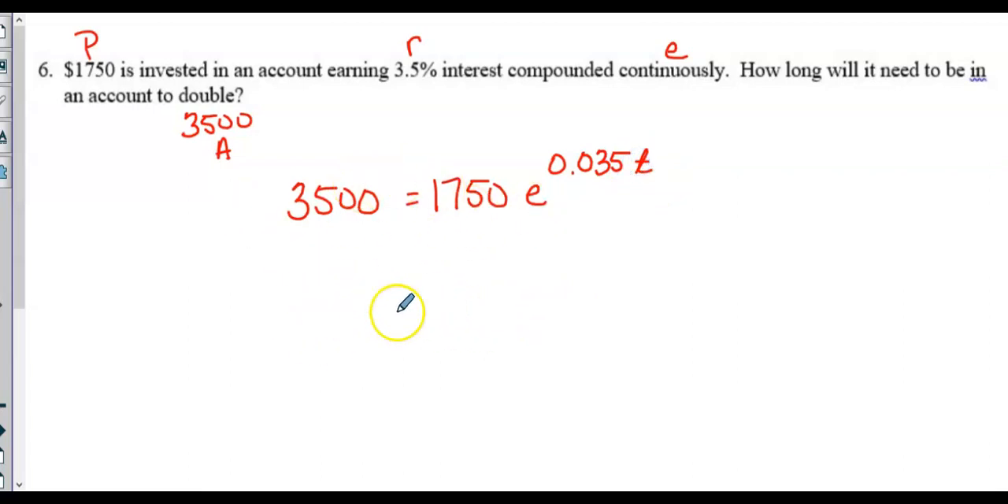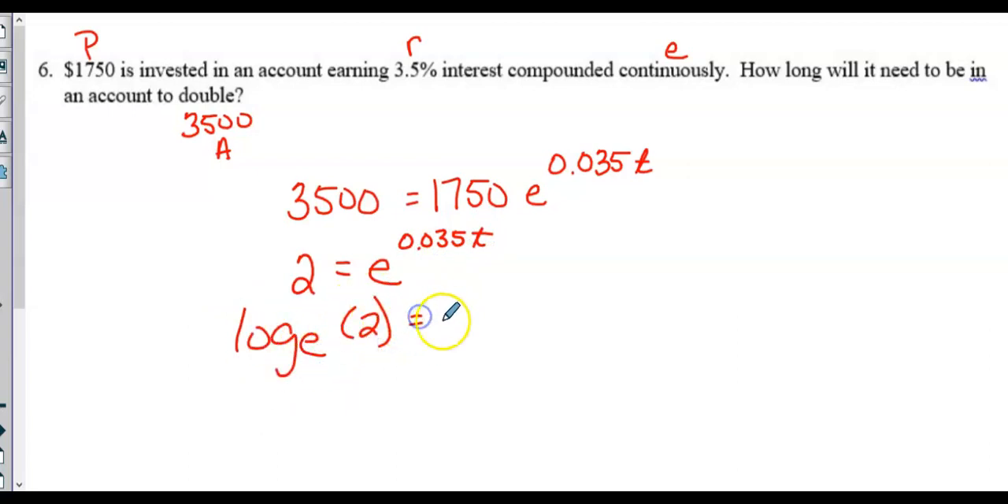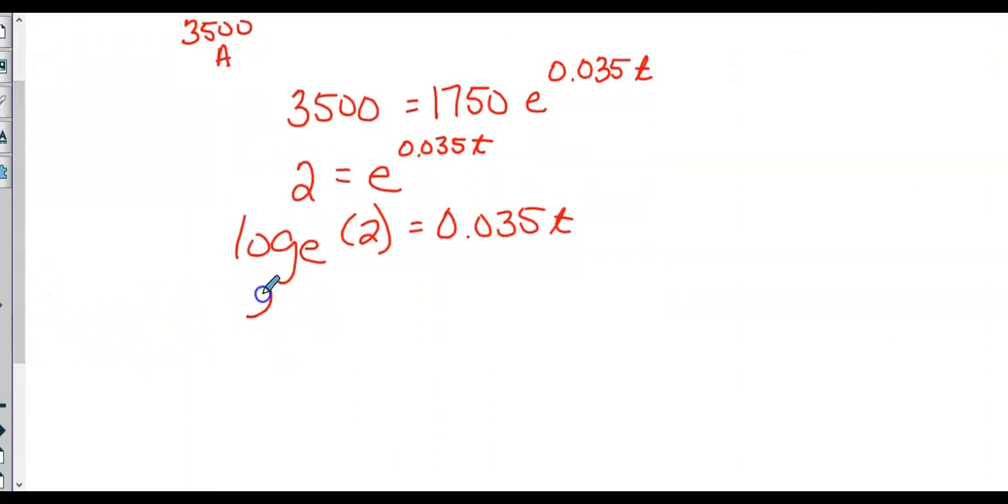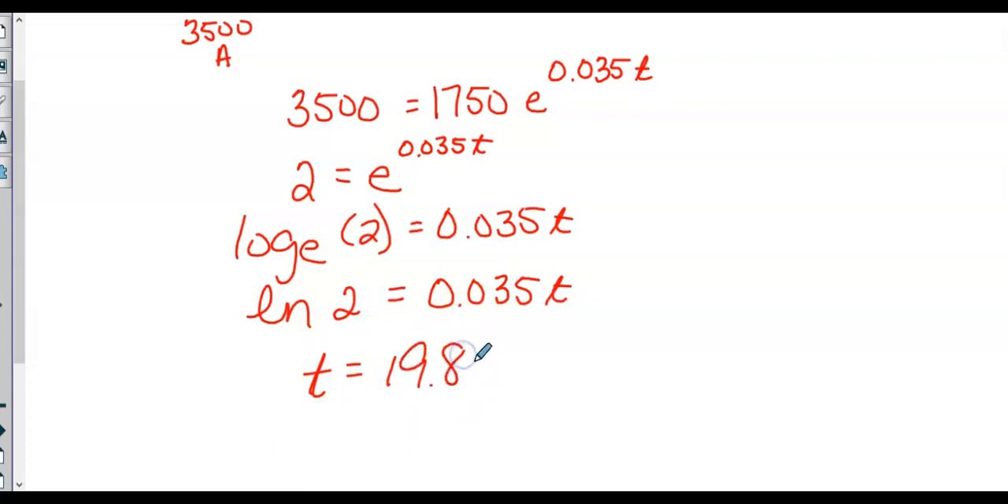Okay, so divide both of these sides by 1,750. So it's going to be log, and you can write log base E if you want. It's ln, natural log. So then in your calculator, put in ln2, and whatever you get, divide it by 0.035, and you get 19.8042, and that's years.